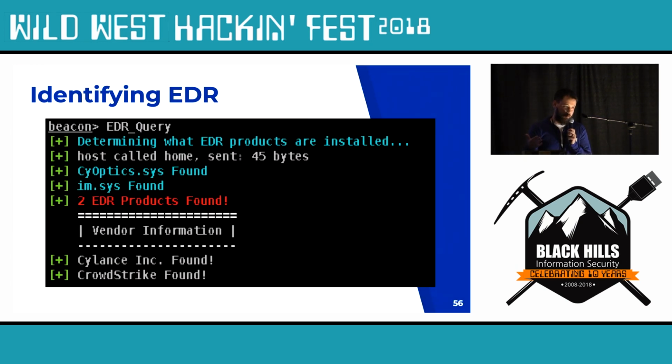So all we have to do is run the command EDR query when we get on the box. It does everything for you. This is all automated. So you can see on this example that PsyOptics and im.sys were found, which means Cylance and CrowdStrike are on the box.